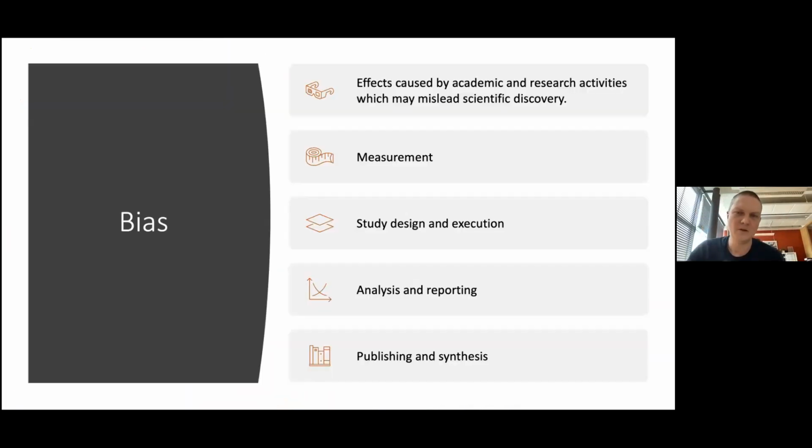Okay, so what is bias? Well, there are several definitions. I like to think of it as effects which are caused by academic and research activities. And I separate academia and research because academia is in some cases broken while science and research continues on. But I think bias is caused by academic activities and research activities, which may mislead scientific discovery in a way. And it creeps up everywhere. It creeps up when we do measurements, when we design studies, when we execute studies, when we analyze studies, when we report studies and publishing and synthesis. It creeps up everywhere. So I think the attention to bias needs to be in the forefront.